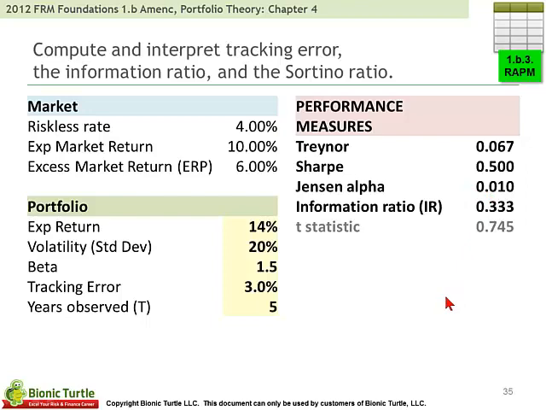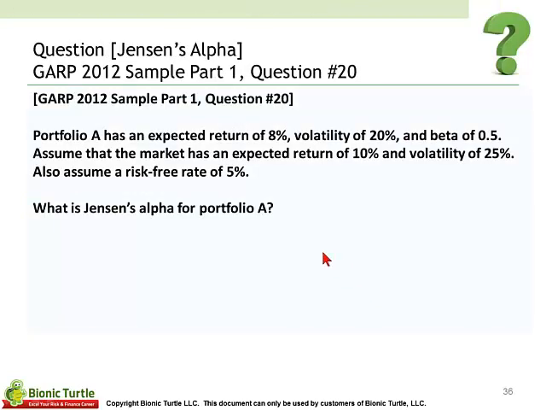And then the information ratio takes that alpha of 1% and divides it by the tracking error of 3%. 1% divided by 3%, or 1/3. So just be comfortable with those four ratios that I just showed. And then here's a question from GARP's 2012 sample, question 20.